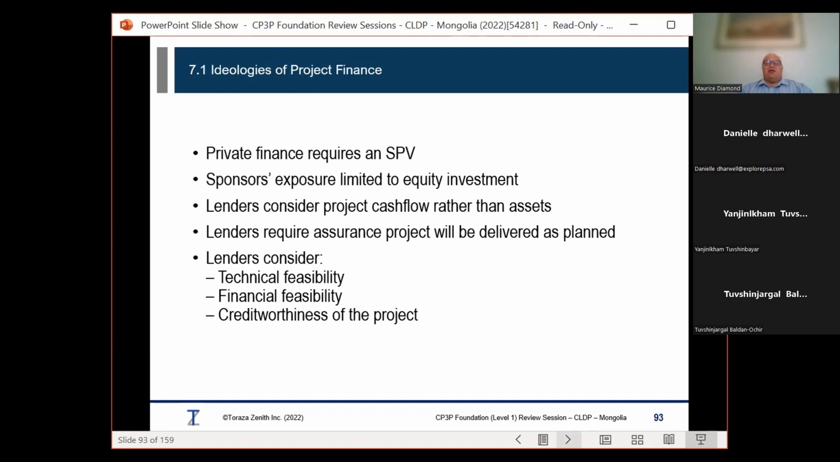Now, although it says private finance requires an SPV, if a question comes up in the exam that says that PPP requires an SPV, that is not correct. PPP does not require an SPV. Indeed, in some countries, it would be illegal to have an SPV. In others, actually, it might be a requirement. But private finance, first of all, doesn't require an SPV, because it could be corporate finance that doesn't require an SPV, or it might just not be an SPV.